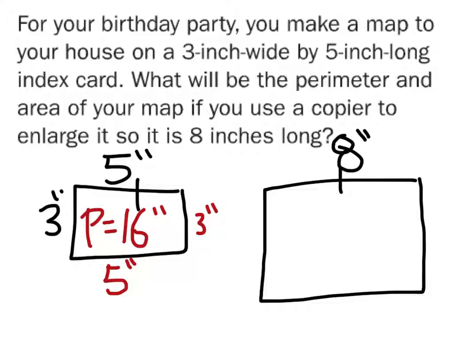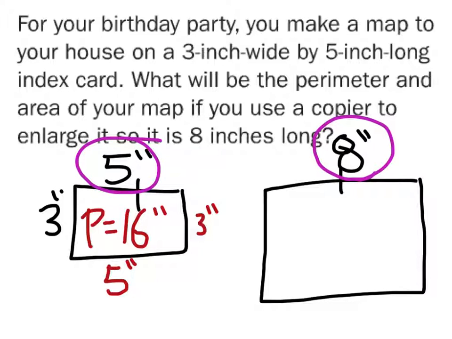Well, since this 8 and the 5, we do need to find out the scale factor so that we know what to multiply the perimeter by. All right, so to do that, we're just going to take our image value and divide it by our pre-image value. That's our scale factor. So we know now that the scale factor, K, is 8/5.